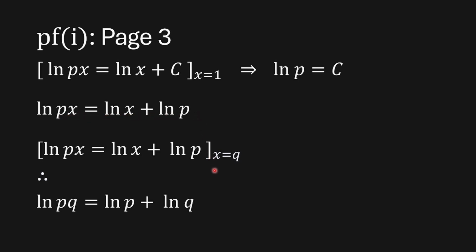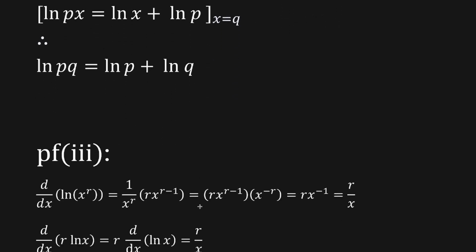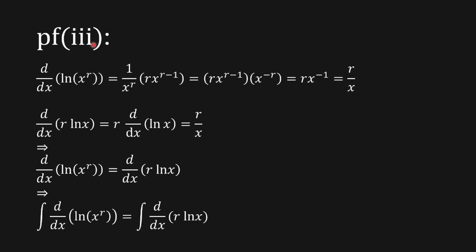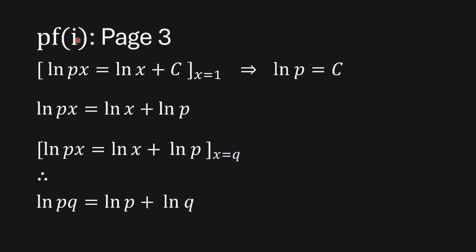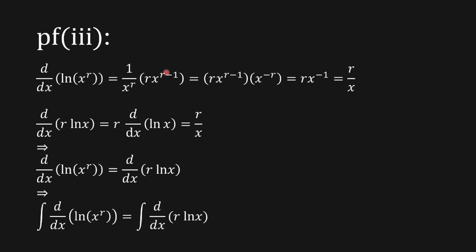Now let's evaluate x at q, and we'll get that ln of p times q is equal to ln of p plus ln q. Right. Now I'm going to jump actually from proof 1 to proof 3, and there's a reason for this, because proof 3 is needed for proof 2. So we're going to start with the proof of 3, or point 3.